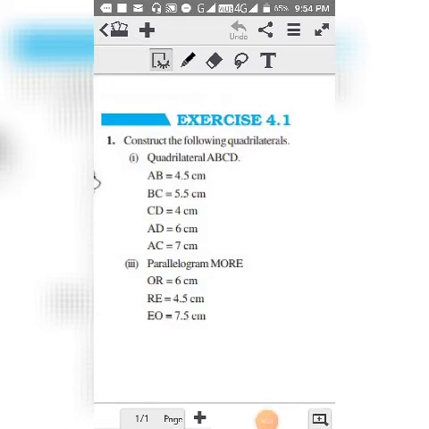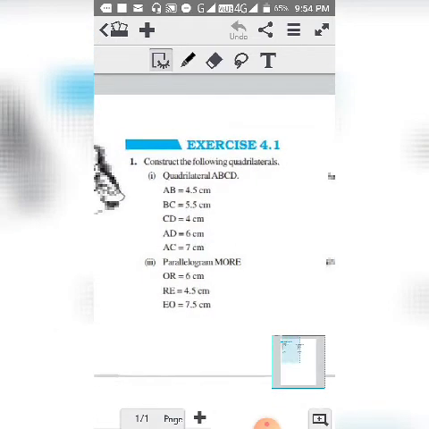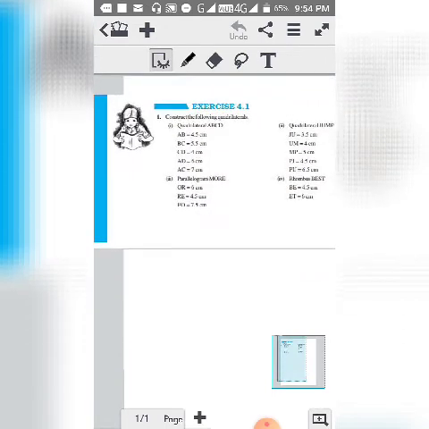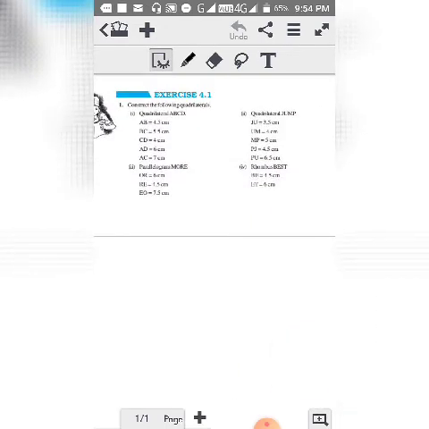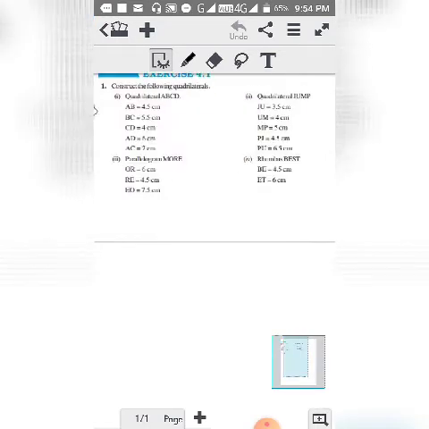Let's start exercise 4.1. In exercise 4.1, the first question is to construct the following quadrilateral, and the quadrilateral name is given, ABCD, and the various measurements are given. So you have to make this quadrilateral. To make this quadrilateral, you will first make a rough figure on the right side, in the right column, the column which I told you.